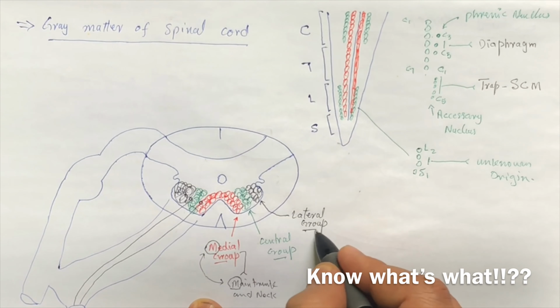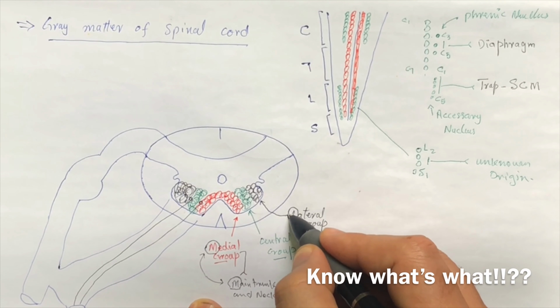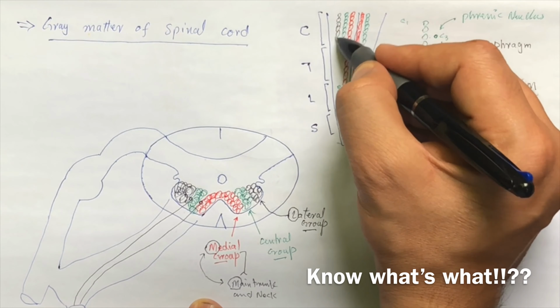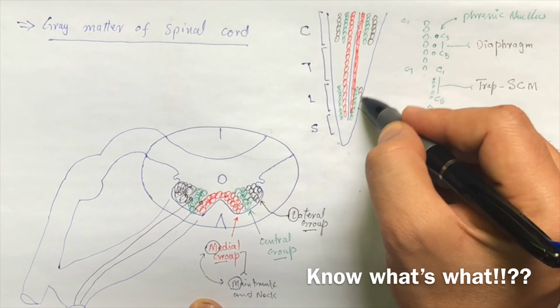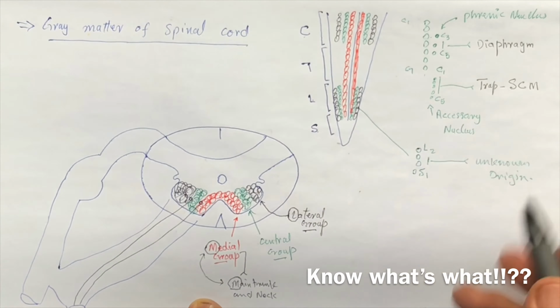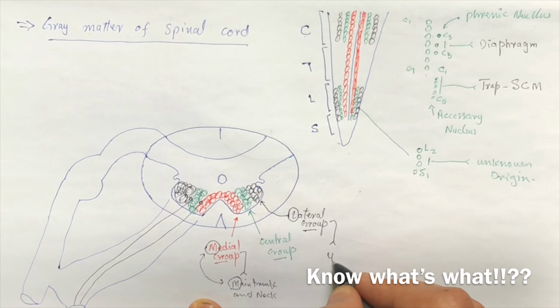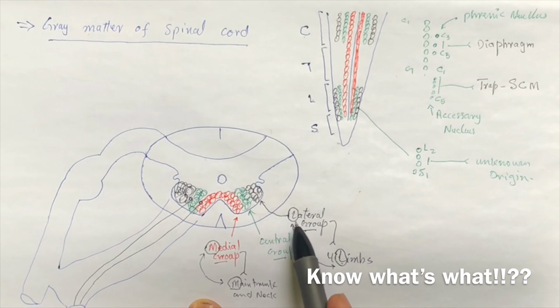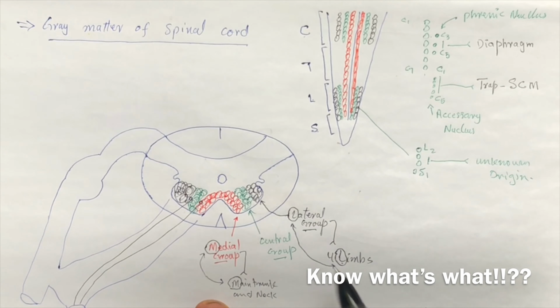So the lateral, remember L. The lateral are the cervical as well as the lumbosacral region. So if you do a section at these two regions, you'll find them. So the lateral group supplies the four limbs. L for lateral, L for limbs, remember?